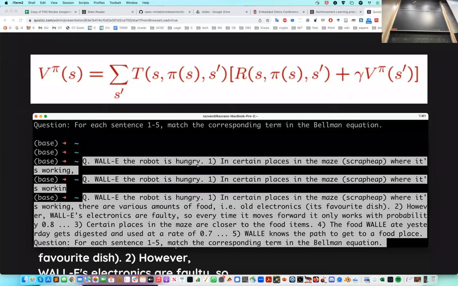So we have number five. No, sorry, number four. The food Wally ate yesterday gets digested and used at a rate of 0.7. What is that? Gamma. That's the discount factor, gamma. It's the rate at which we lose the rewards if we don't take them now. Five, what is five? Wally knows the path to get to a food place.